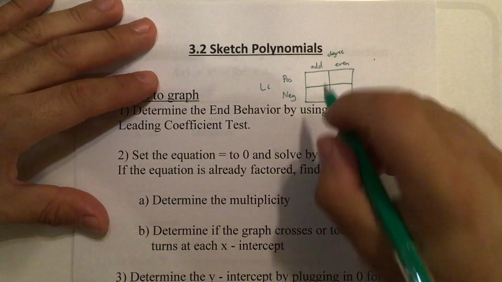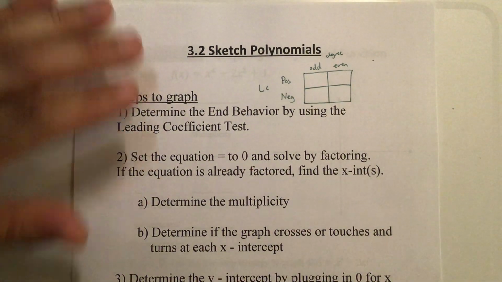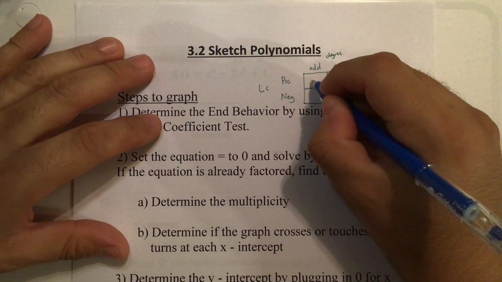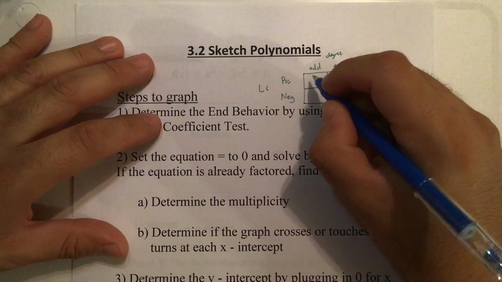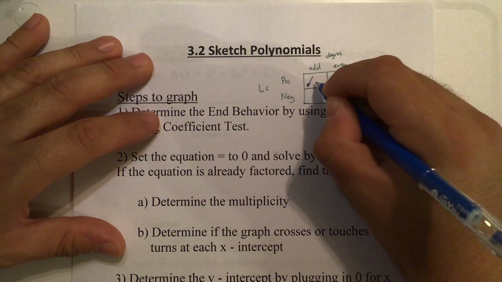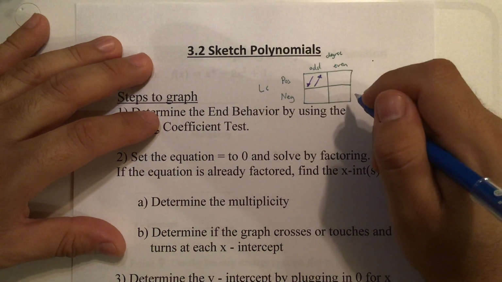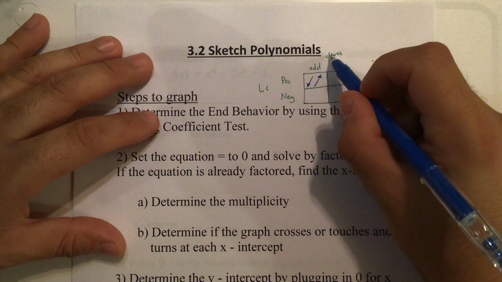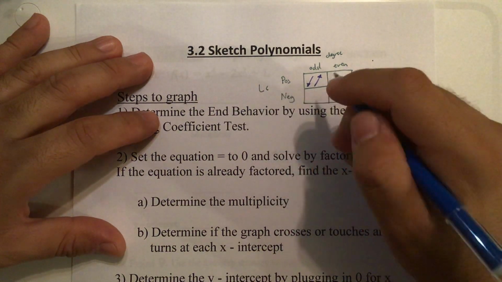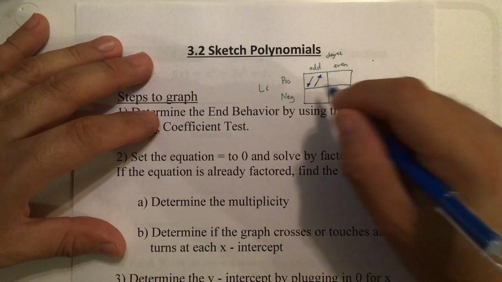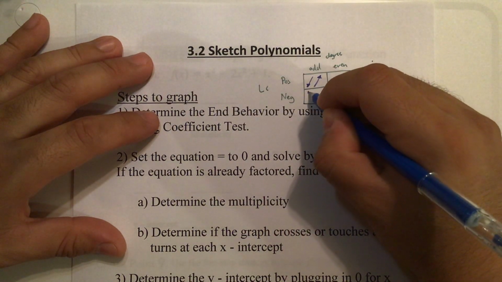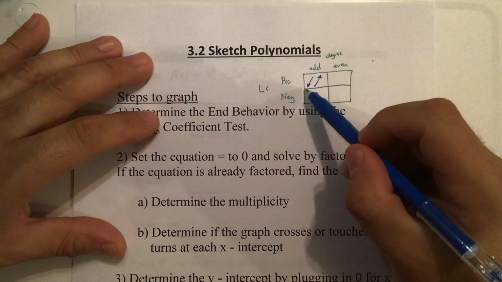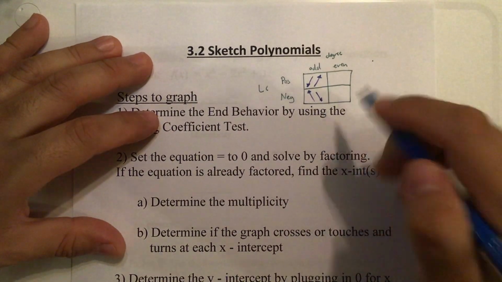Okay, so if your degree is odd and your leading coefficient is positive, then from left to right, your graph goes up. So to the left, it falls, and to the right, it rises. If it is odd and negative, so your degree is odd, but your leading coefficient is negative, from left to right, it drops. So to the left, it rises, and to the right, it falls down. So think of that linear function. So positive goes up, negative goes down.